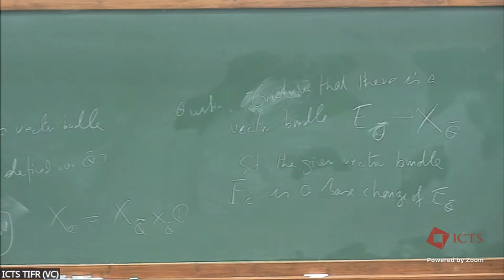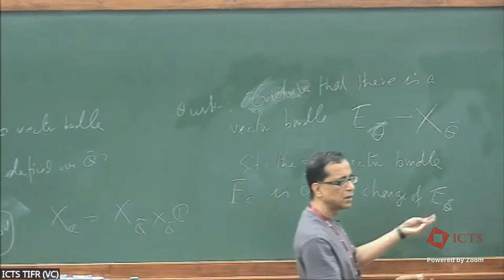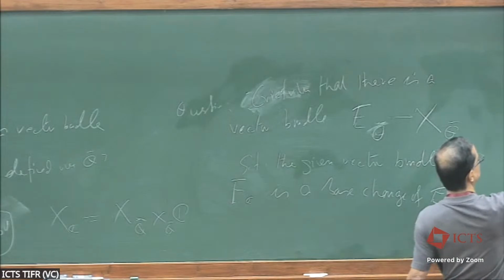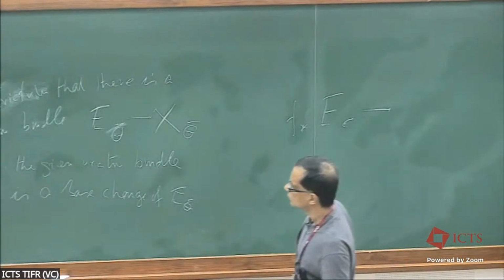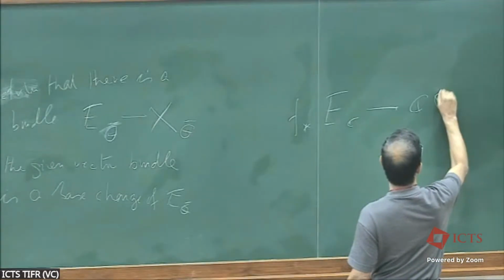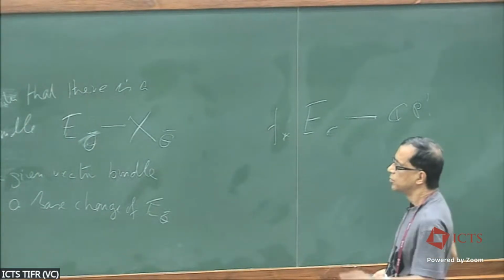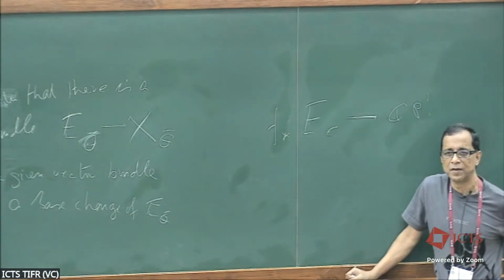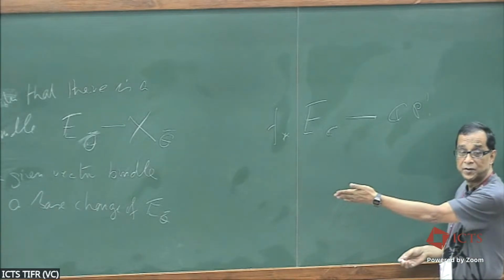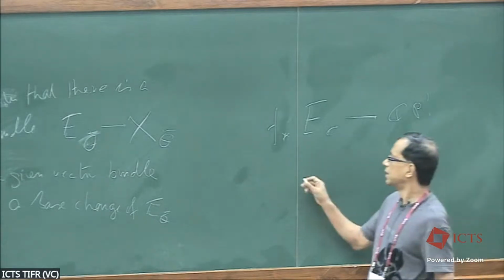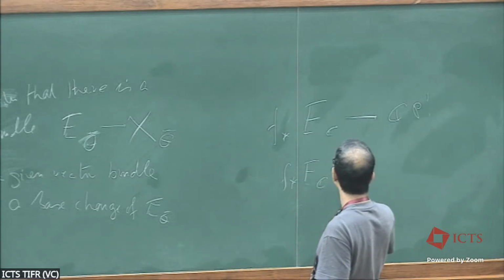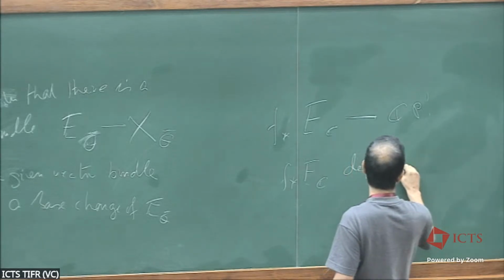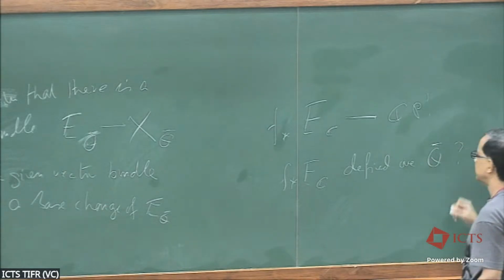So now, once you have this data, you have a bundle and a map and the bundle on the top space, the natural thing to do is to take a direct image. If a bundle is defined over Q bar, its direct image is also defined over Q bar, right? Because the morphism is defined over Q bar. So the natural question is: is the criterion that f lower star of E_C is defined over Q bar?